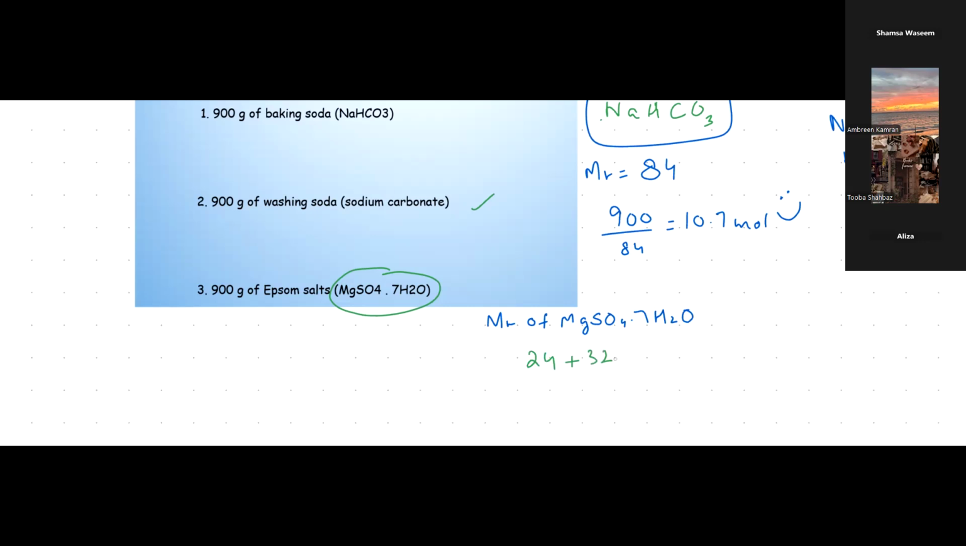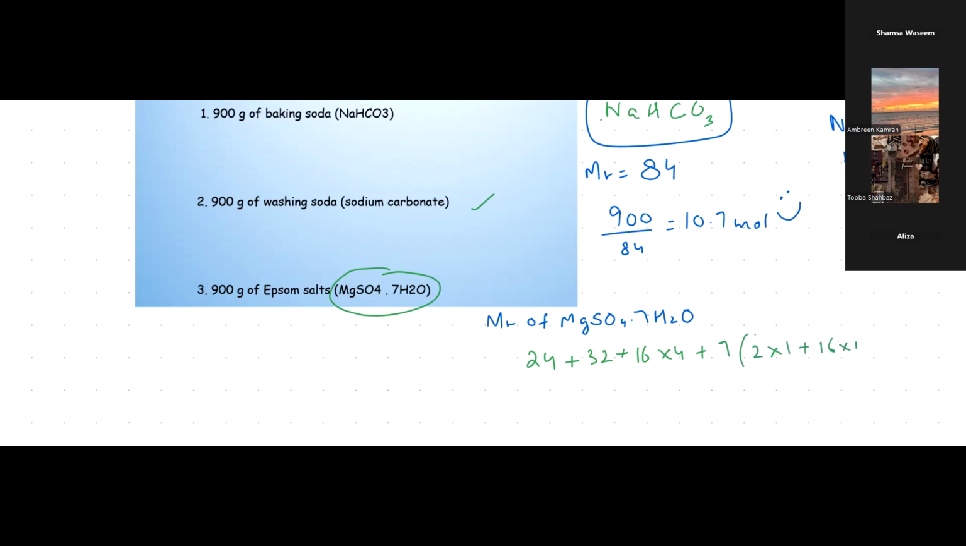Beta, dot means you're just going to add, right? So plus 7, and after 7, this thing is going to be multiplied. So after 7, we're just going to write this in the bracket, H2. There are 2 atoms of hydrogen multiplied by 1, plus AR of oxygen is 16 multiplied by 1. Or even you could just multiply 7 by 18.